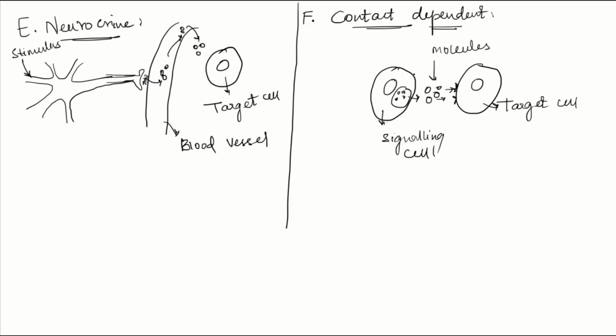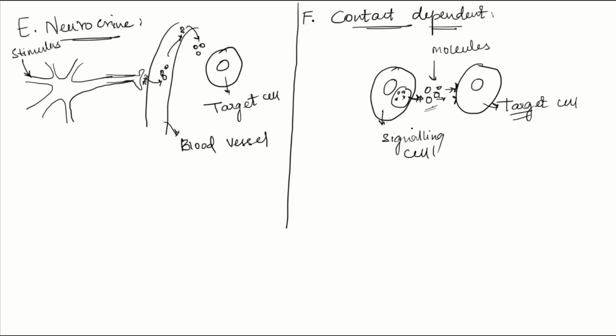Basically what happens in contact dependent signaling is that the cells are present very near to each other, with a very negligible distance between them. In this tiny space, the signal molecule releases hormones. Here it has stored its hormones and now it has released them. When the hormones or signaling molecules are released, they bind to the receptor present on the adjacent cell, which is the target cell. The target cell is very close.